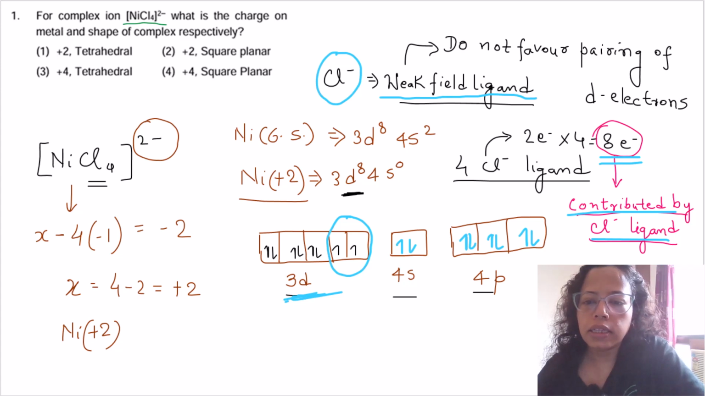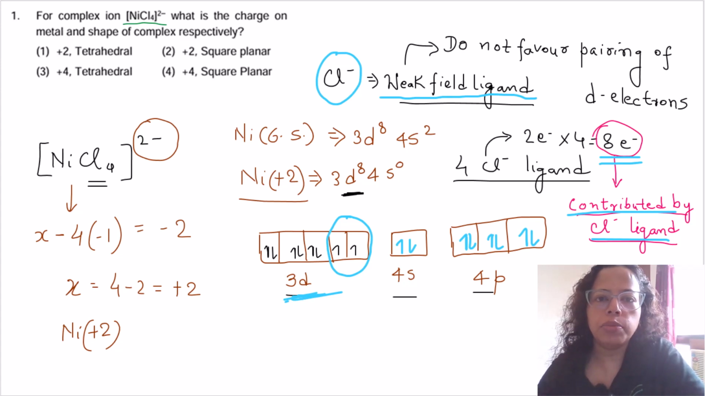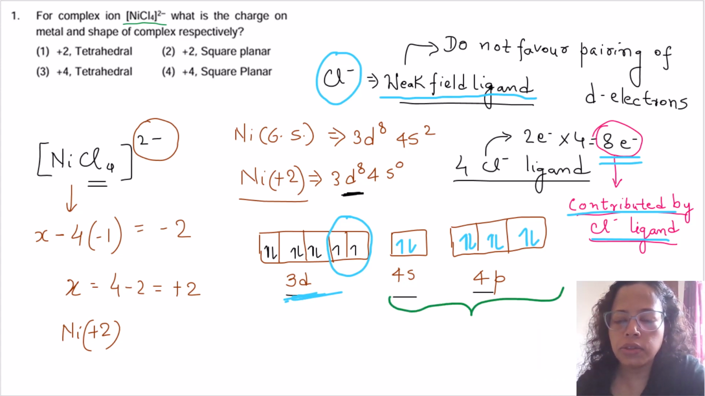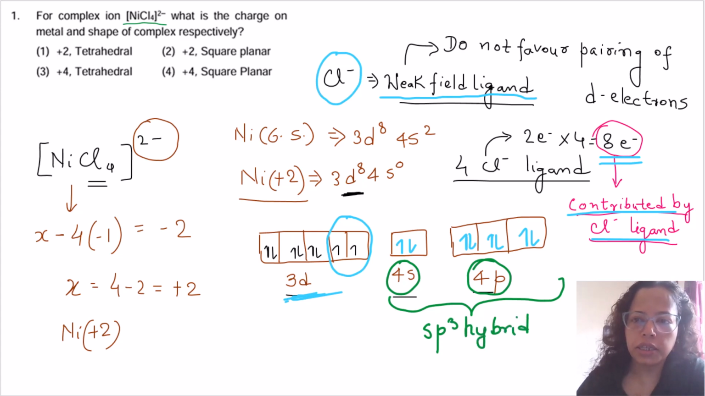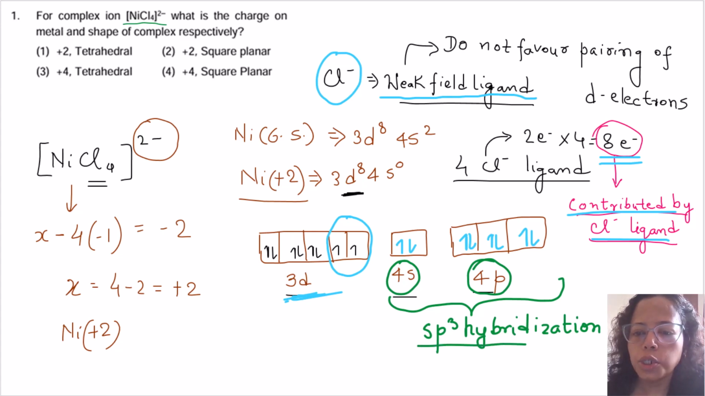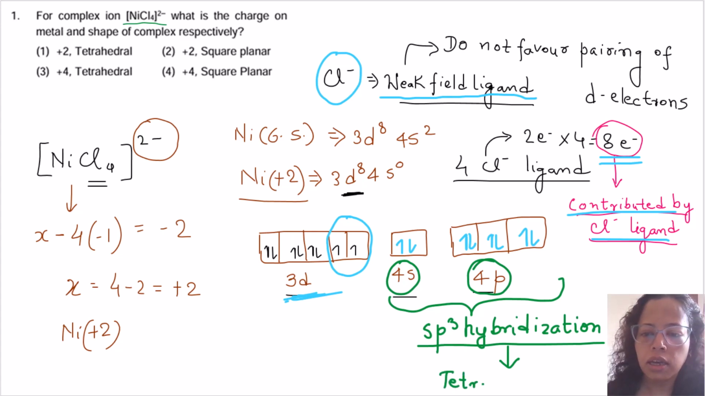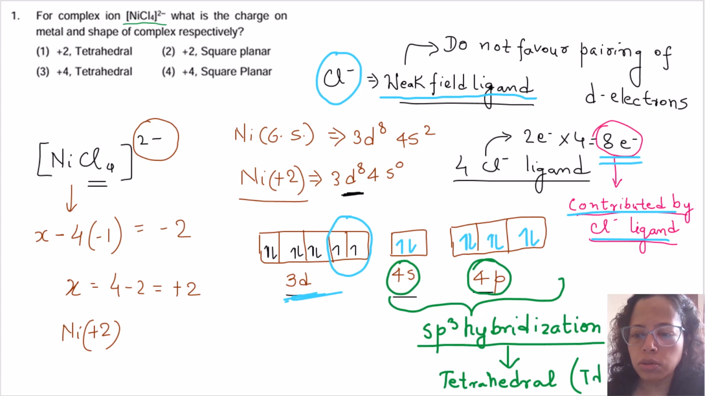And that is why the hybridization becomes sp3 hybridization: one 4s orbital and three 4p orbitals. So the hybridization becomes sp3. And sp3 hybridization, you know it very well, means the geometry is tetrahedral, indicated by the short form Td also. In many places you must have read it.